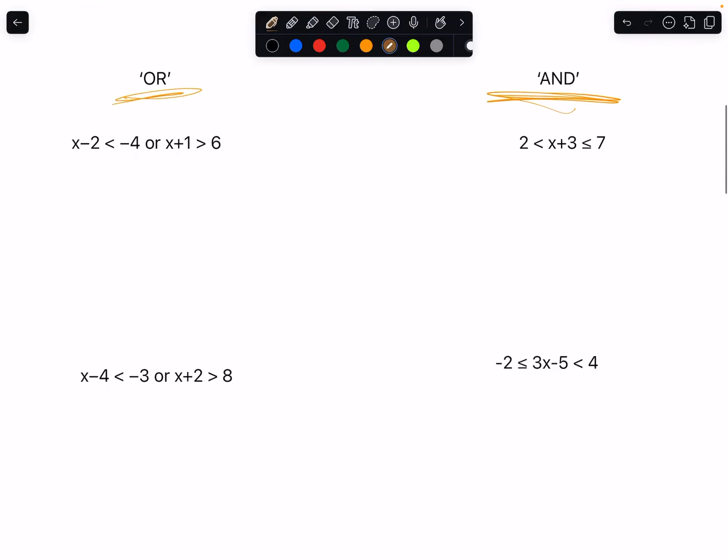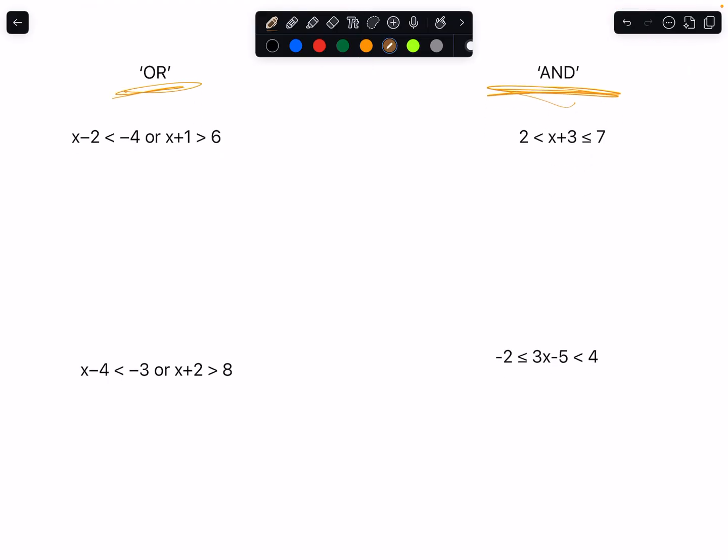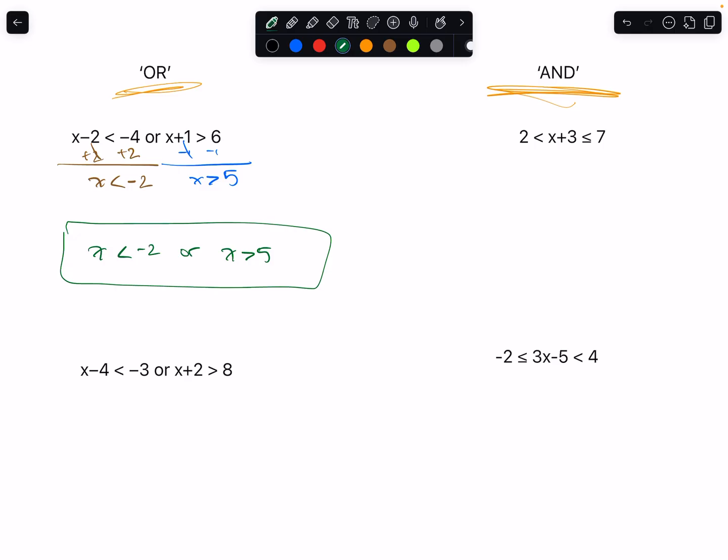The OR we'll work on in brown. You see here, there's two equations. Let's work on the first one. We see it's x minus 2 is less than -4. Add 2 on both sides. x here is less than -2. This is the first inequality that we get for this OR statement, but we're not finished yet because we have another one, which we'll do in blue. x plus 1 is greater than 6, minus 1, minus 1. x is greater than 5. Simply, the answer here is x is less than -2 or x is greater than 5. This is your first answer for this question.